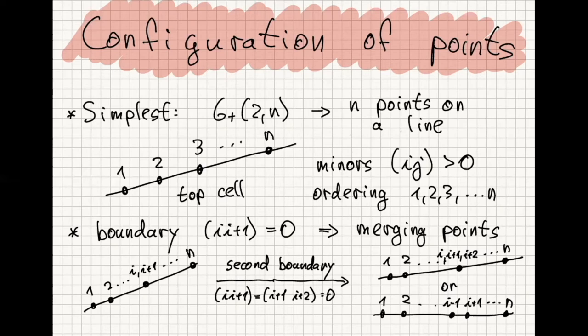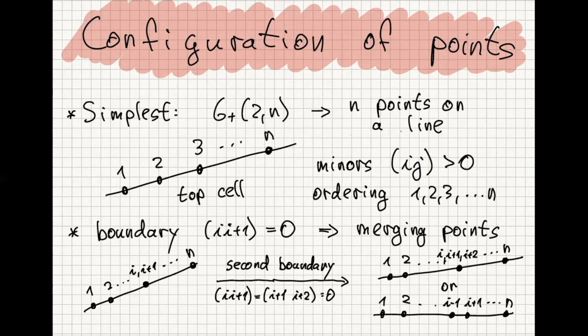Now, if we go to a boundary, we have to send one of the consecutive minors to zero, like (i, i+1). And setting this minor to zero means that we merge the adjacent points i and i+1 into one point. So now they are merged.